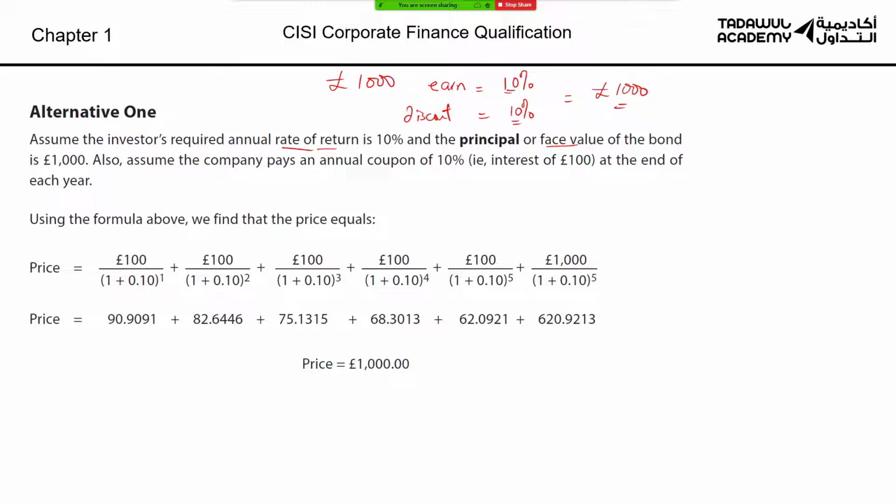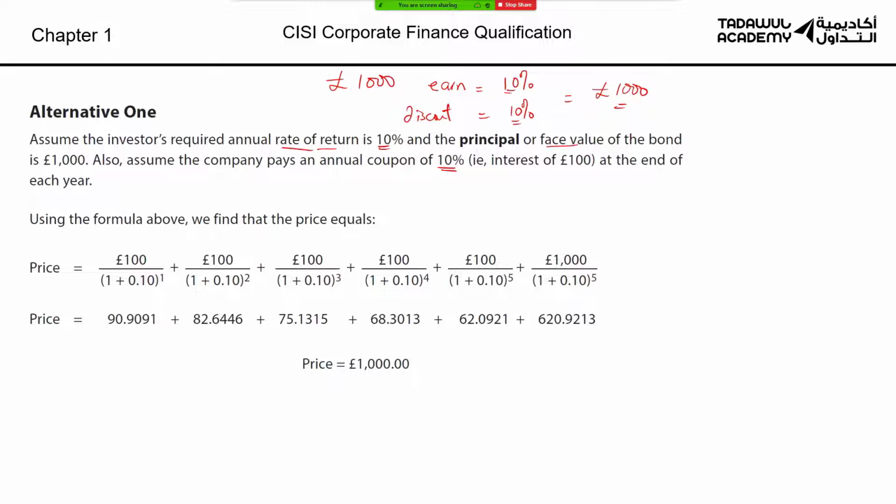This is what this concept is telling you here. When the coupon, which is what you earn, and the discount rate, which is what you lose, are the same, the value of the bond remains the same. So you buy it at its nominal, £1,000.